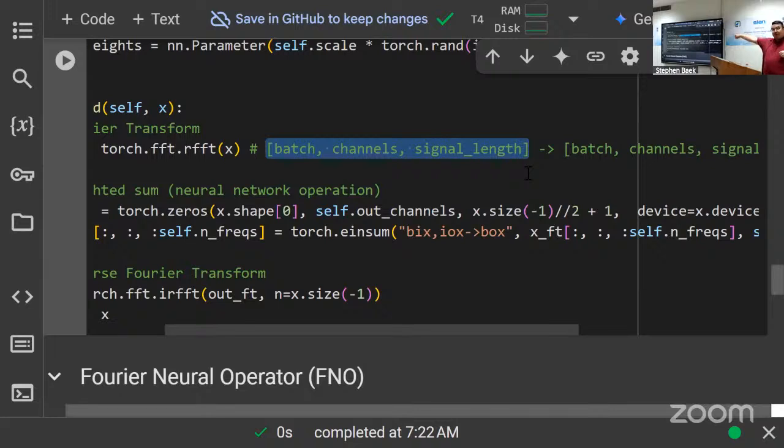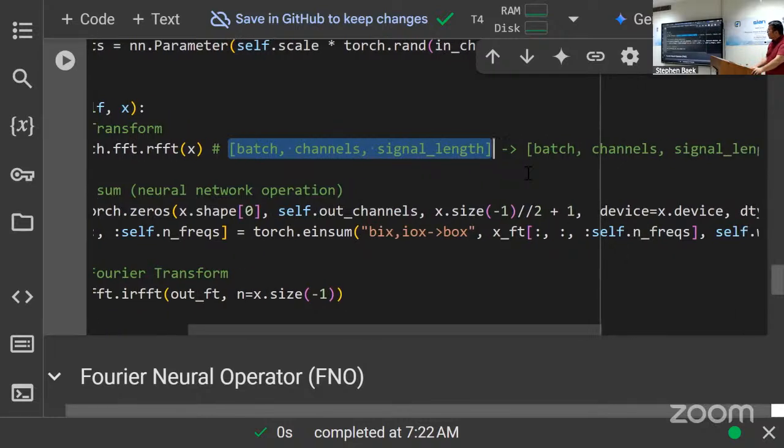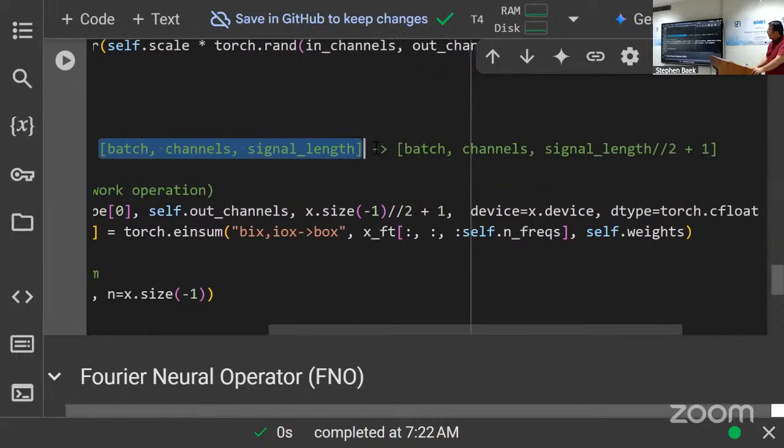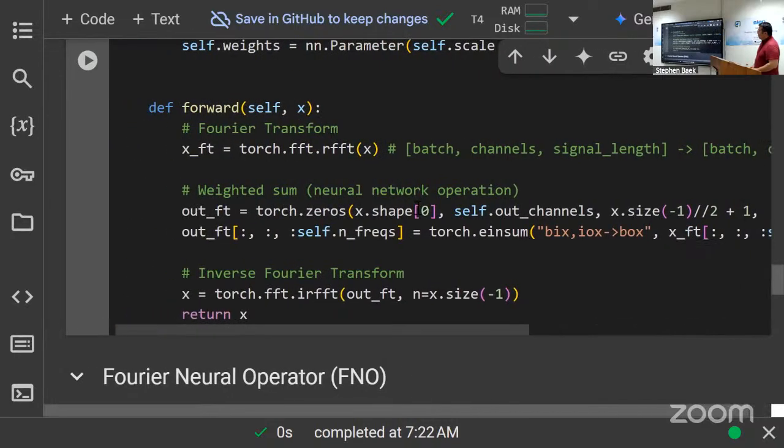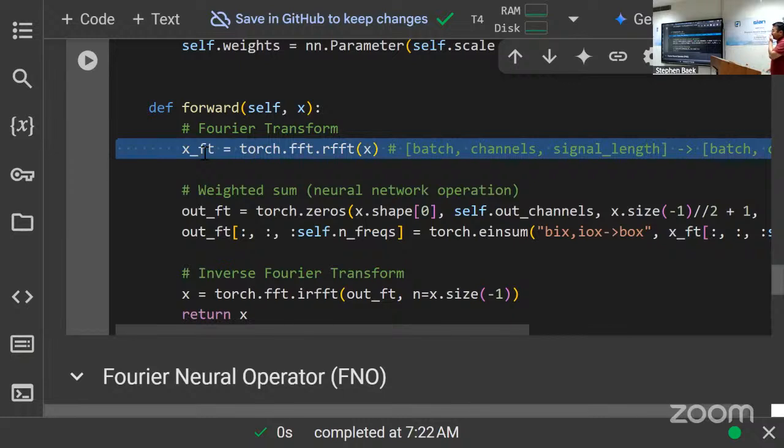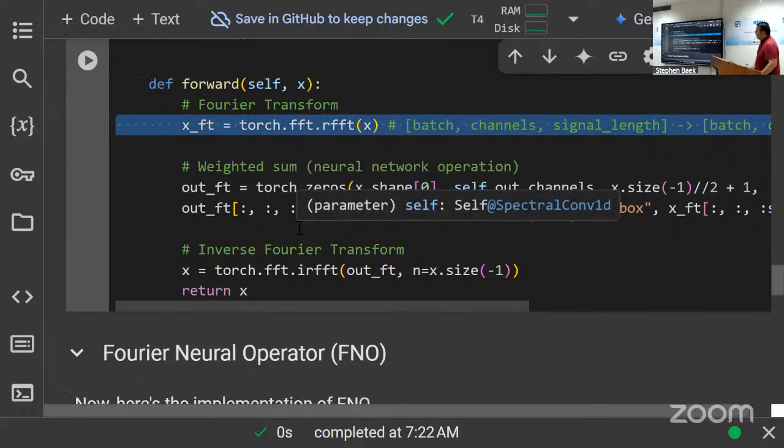The RFFT function in PyTorch will automatically detect the dimension and perform the Fourier transform, in that case a 2D Fourier transform. But in our case, we're just using a one-dimensional signal. As a result of the Fourier transform, we have the same number of batches, since the batch size doesn't change, and the number of channels doesn't change either. The only thing that changes is that instead of the entire signal length, for a 128 hertz signal we have up to 64 hertz. So we have half of the signal length stored in the Fourier coefficients. X_ft is essentially the collection of the Fourier-transformed input.